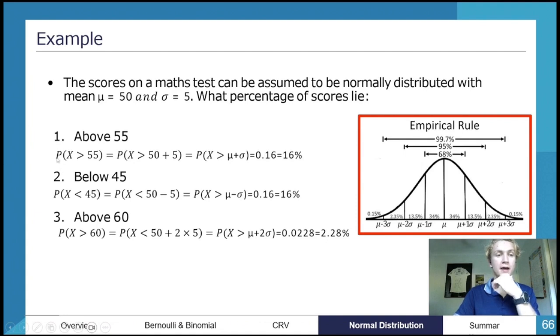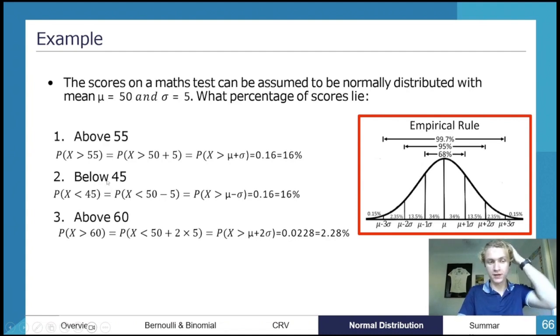Well, we would write this like probability of x being greater than 55 is the probability that x is greater than 50 plus 5, which is of course equal to the probability that it's greater than the mean plus s, just 1. So we're looking for the probability that it's above here. So 13.5 plus 2.35 plus this equals 16%.